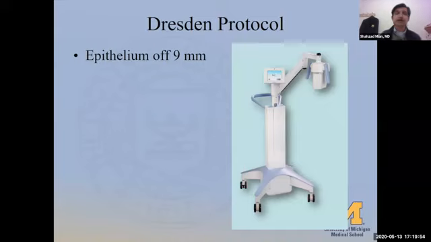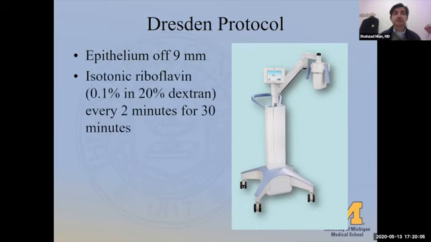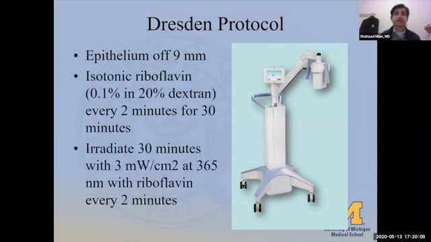The protocol that's approved is the Dresden protocol, which was originally described for use for keratoconus, where the epithelium is removed in the central 9 millimeters, and isotonic riboflavin is placed every 2 minutes for 30 minutes. This is followed by irradiation for 30 minutes with riboflavin being additionally applied every 2 minutes.